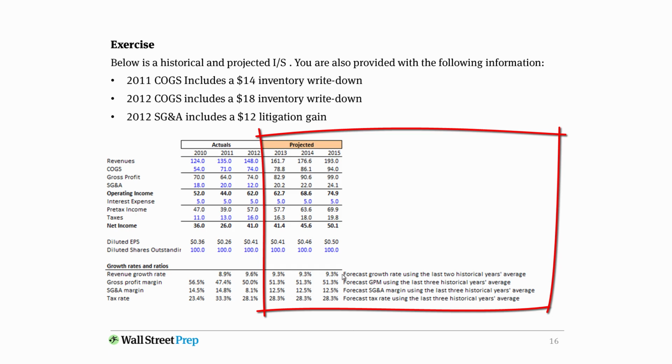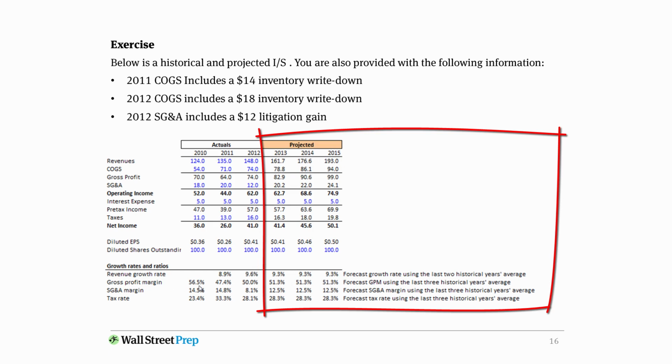The analyst basically looked at the revenue growth rate and said, I'm going to forecast a growth rate using the last 2 years worth of historical growth rates. So if the last 2 years worth of historical growth rates were 8.9% and 9.6%, they're going to take the midpoint and just use that as the going forward growth rate to get you revenues of 161 and growing.